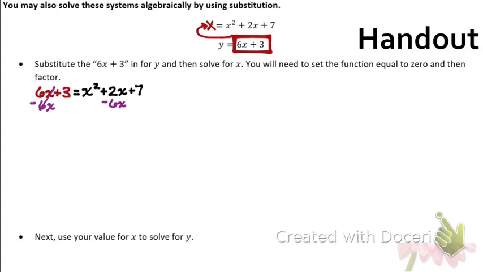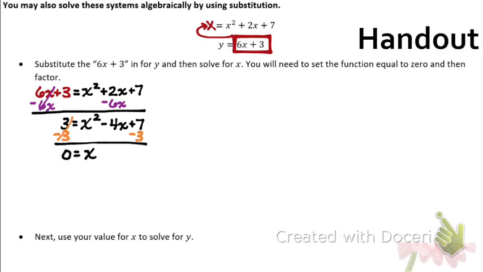What am I trying to get this equal to if I'm subtracting 6x from both sides? I want this equal to what? 0. What else would I need to do here if I'm trying to get it equal to 0? Subtract the 3 from both sides. If I have this equal to 0, what's a good solving method? Factoring. Let's use factoring.